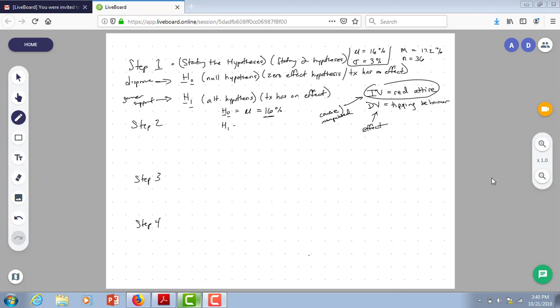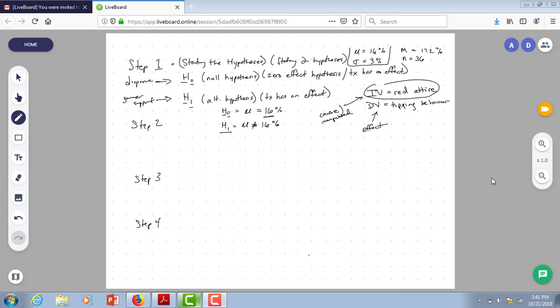Now, the alternative hypothesis will look like this. See that equal sign with the slash through it? And we have 16%. So it's saying that the population mean will not be 16% once we get these beautiful waitresses in red attire, or these handsome waiters in red attire, and we assess tipping behavior. Now, this type of alternative hypothesis simply says that there will be a difference. There will be some type of effect.